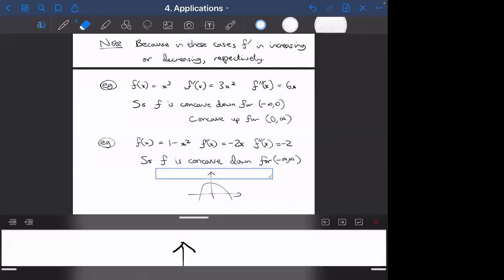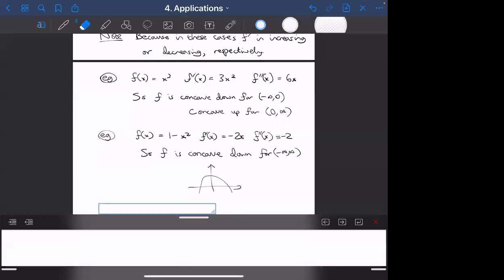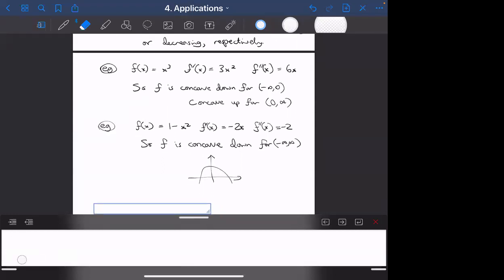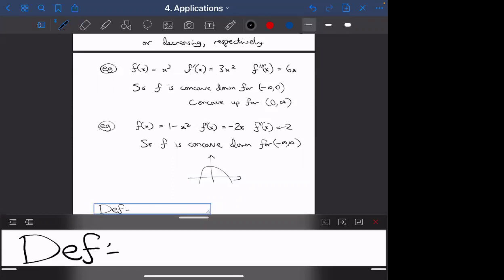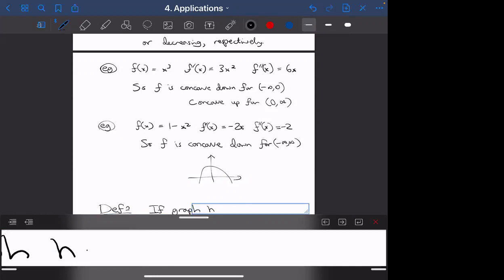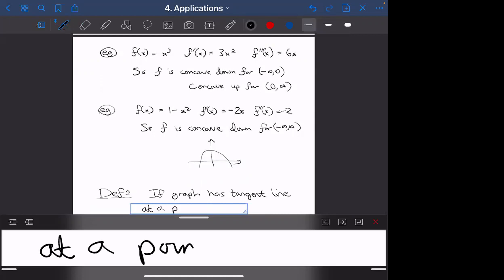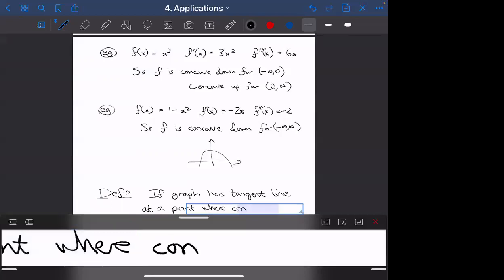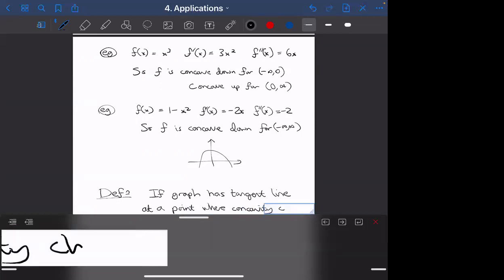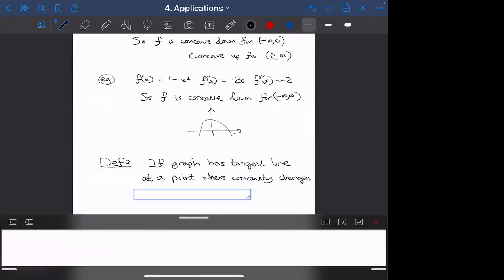Okay, so definition. If a graph has a tangent line at a point where concavity changes, we say this is a point of inflection.